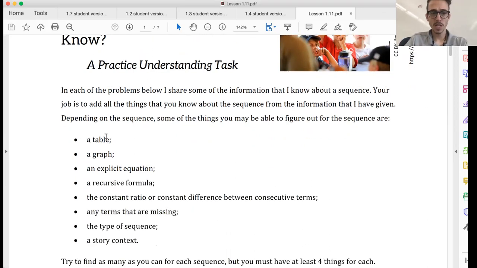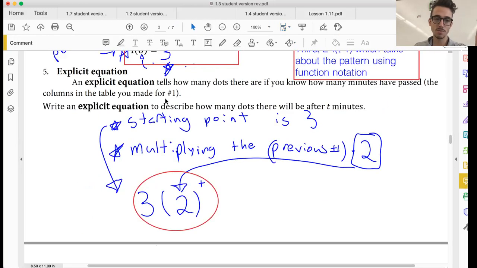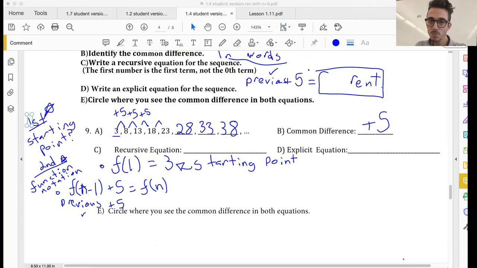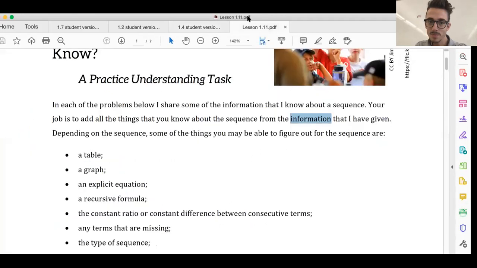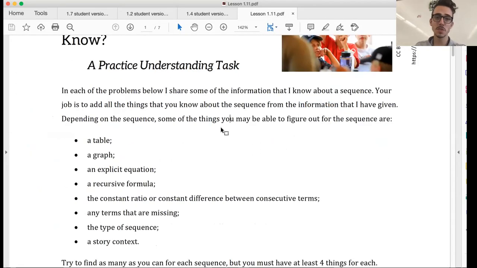Recall that we've worked and seen a bunch of sequences. Our job now is to add all the things we've seen about sequences and patterns and tie them together, being able to now figure out what the table looks like, an explicit equation. Don't forget the graph. You can do that too when we're on the right page. Don't forget the graph. Don't forget the explicit equation.